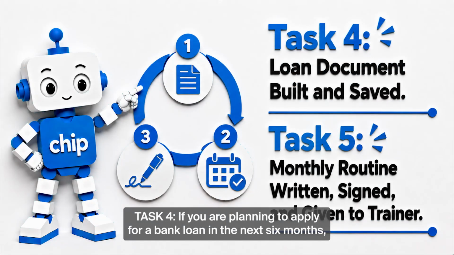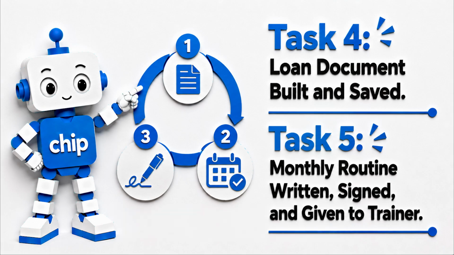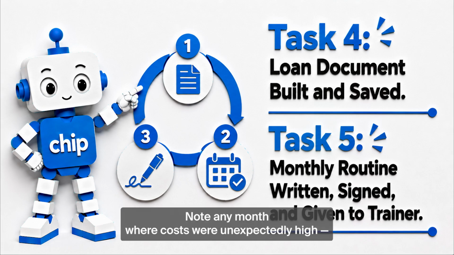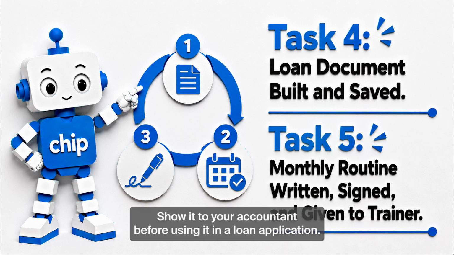Task 4. If you are planning to apply for a bank loan in the next 6 months, use your sorted bank file and the loan ready document prompt from this section. Read the summary Copilot gives you. Note any month where costs were unexpectedly high. You may need to explain this. Save the document. Show it to your accountant before using it in a loan application.